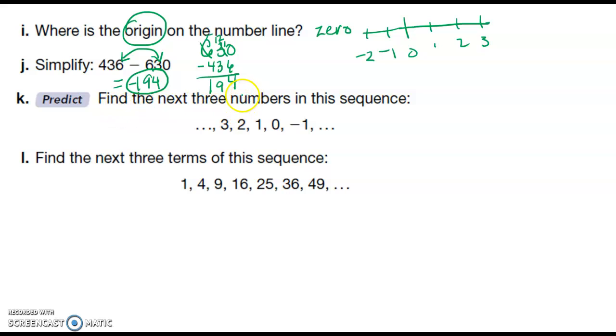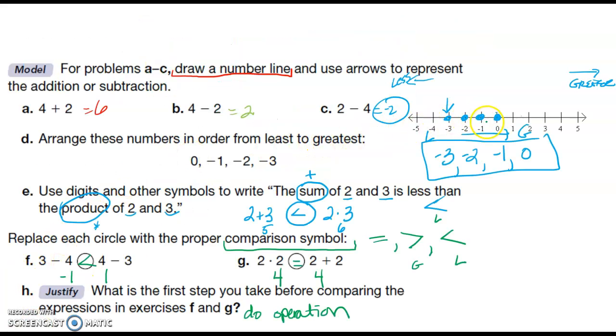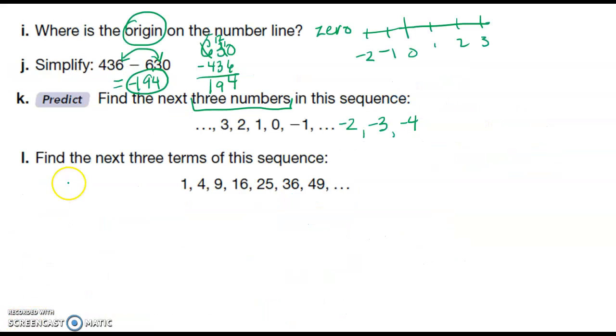Okay, find the next 3 numbers in this sequence. So it says 3, 2, 1, so it looks like we're decreasing by 1. 0, negative 1, negative 2, negative 3, negative 4, because we're just decreasing by 1. And you can see that here. We start at 3 and go down. If you need to look at the number line.